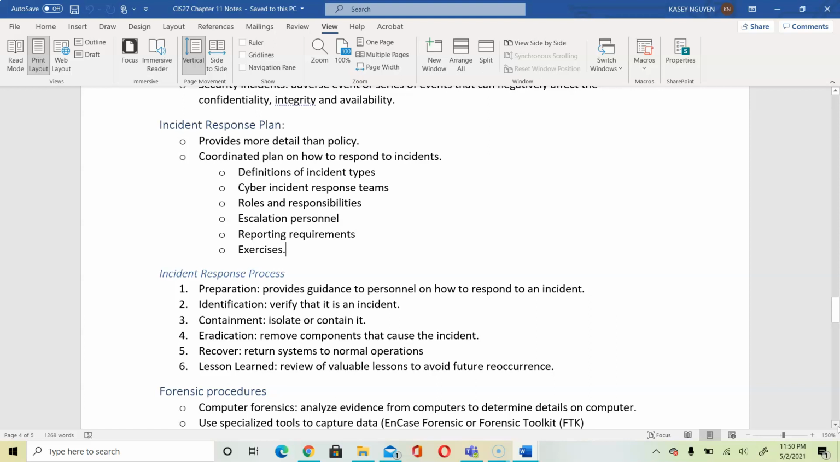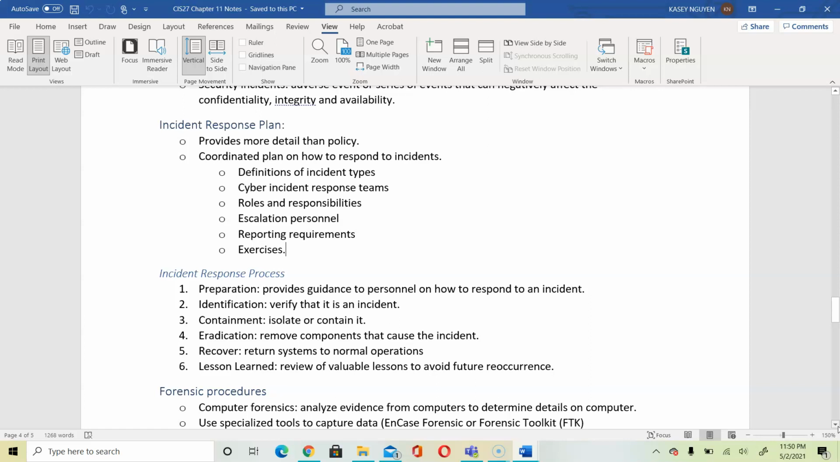Eradication is step 4. This is to remove components that cause the incident, and that could be an individual or the system itself. And step 5 is to recover, return the system to normal operation. So in the case of malware, after we contain it and we remove the malware, then we would return that system to regular operation.